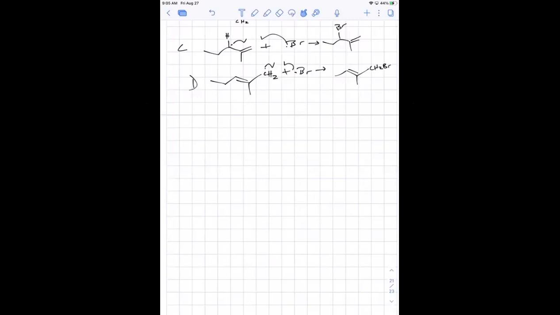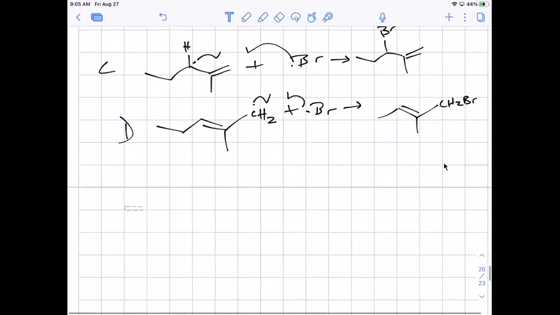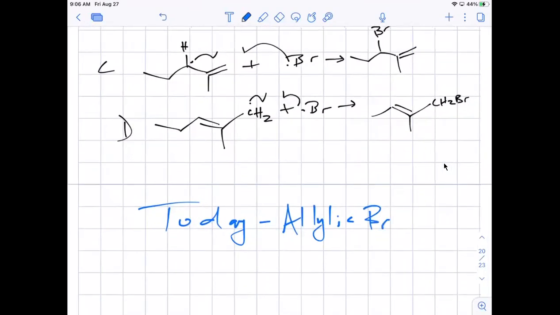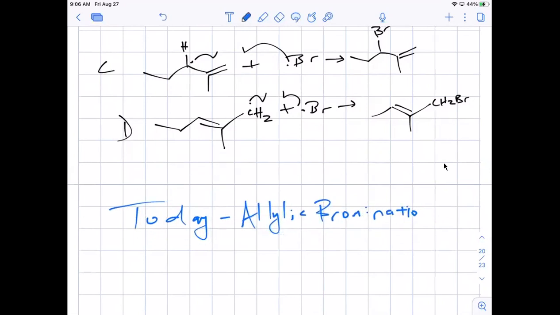Right, so for today, come on, pen. We're going to continue with allylic bromination. I knew that was going to happen. And it is what, 27.